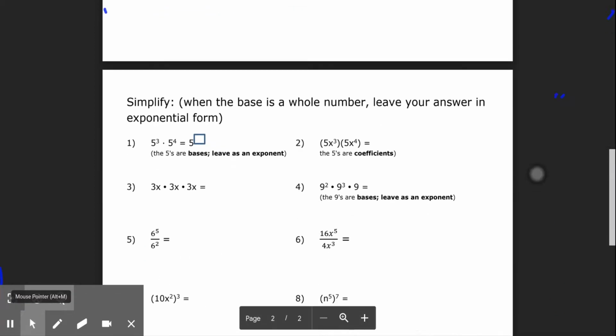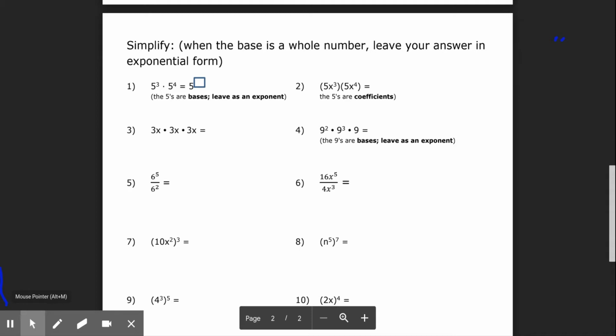All right, let's look over on the back side. Simplifying. When the base is a whole number, leave your answer in exponential form. So on number 1, we have 5 cubed times 5 to the 4th equals 5 to the 7th power. The 5s are the bases, so leave as an exponent.